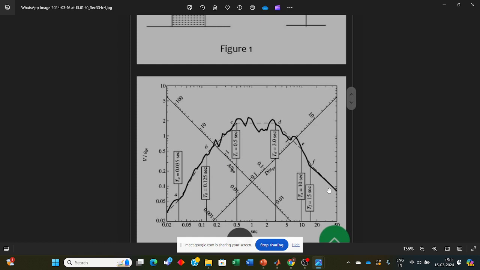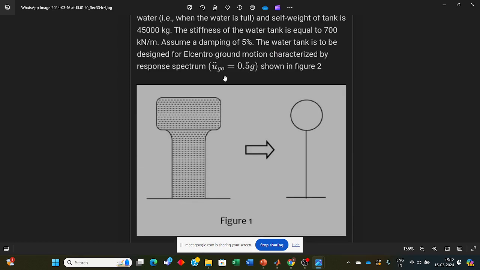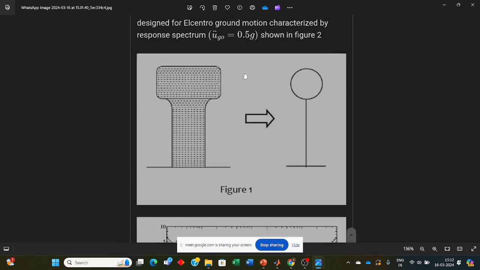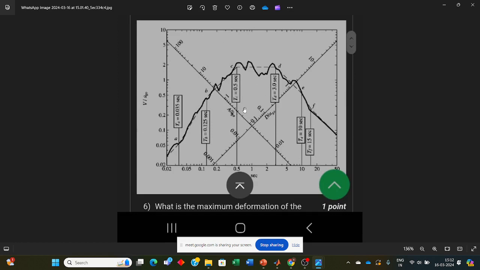Also, if you draw a line here, for a very flexible system, we know that the maximum displacement of the ground, that is the PGD, should match with the spectral displacement. And here also this ratio comes out to be 1. So basically what I want to show is that this plot is for 1g, and here the ground acceleration is 0.5 g. So whatever value you get from this plot, you will have to scale using that scale factor of 0.5 g.